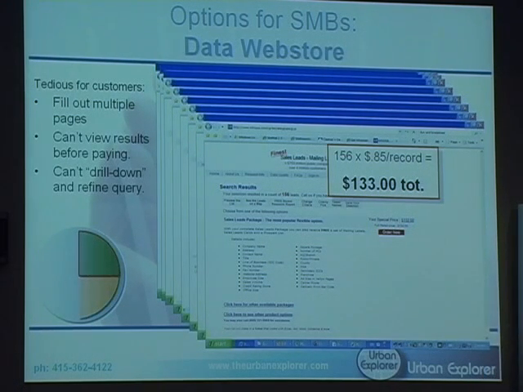Unfortunately, you can't view those results before paying, so you don't really know what you're getting, and you can't drill down or refine that query either. What you're getting right now is this green wedge, but you're not getting that magic golden triangle. In addition, after you do this, you then have to go through another 5 pages in order to pay.